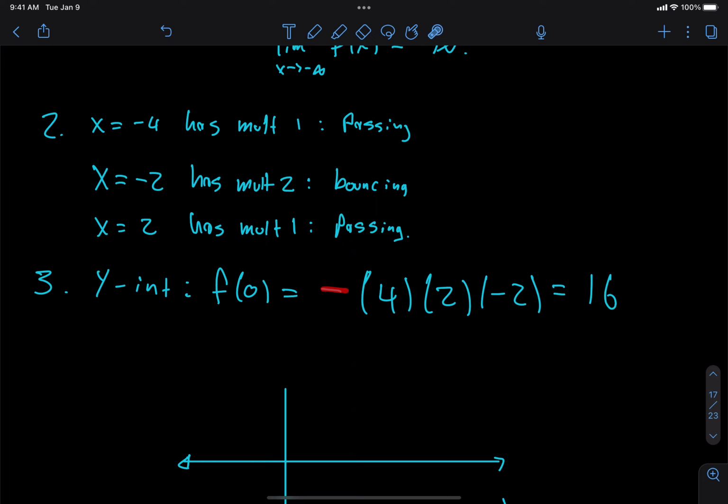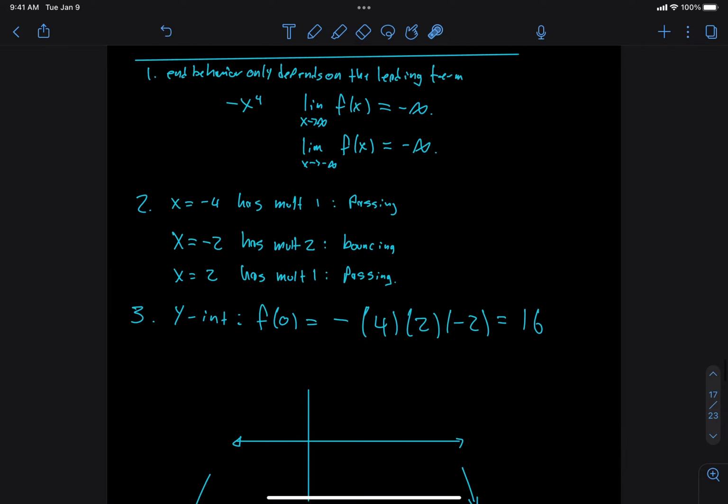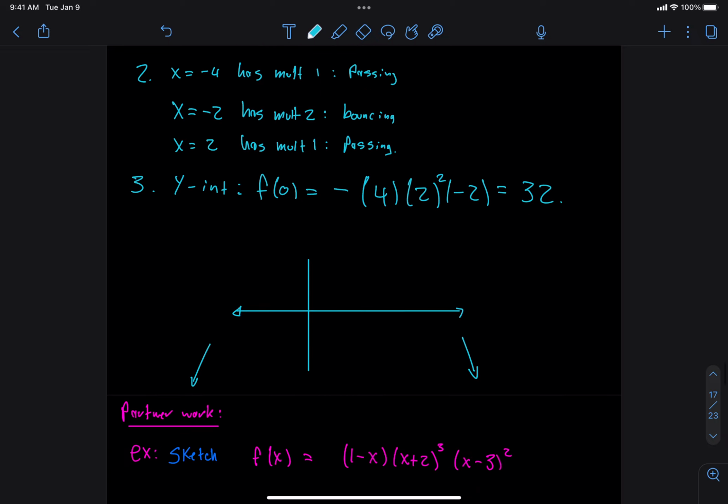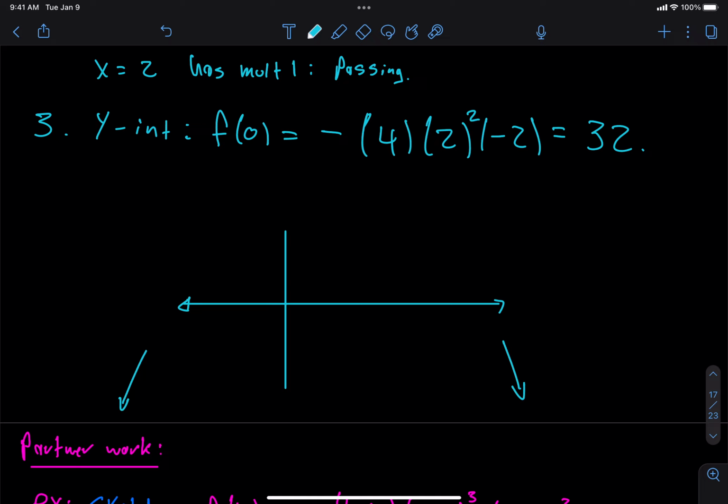Because this negative sign and this negative sign cancel, and then we get 4 times 2 is 8 times 2 is 16. Sorry. Oh, yeah, thanks. I missed a square, didn't I? So it should not be 16. It should be 32. Thanks. Okay, so I know that the y-intercept is 32.